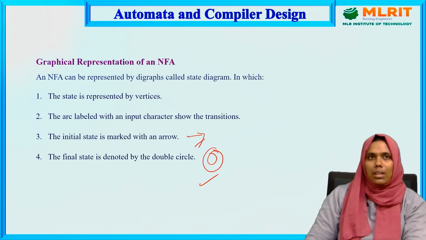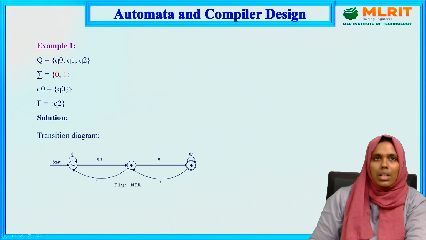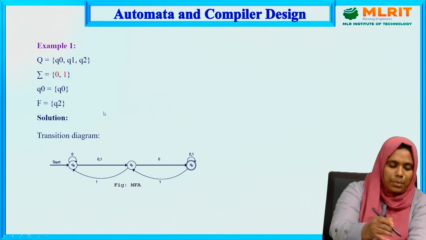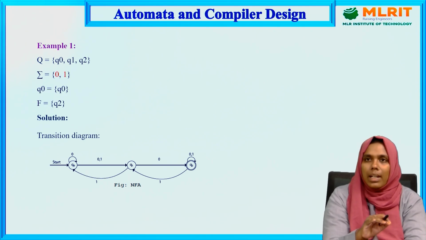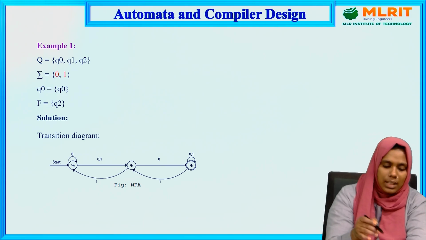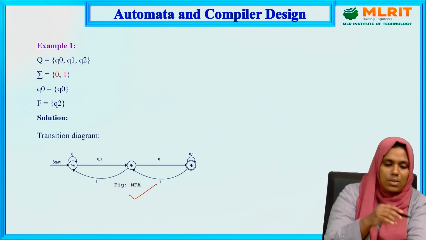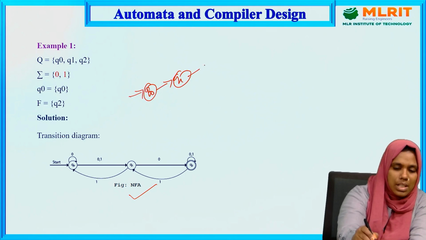Let's see some examples. Here the example is given with Q having 3 states, input symbols 0, 1, Q0 as the initial state, and F as the final state. Whenever we draw the NFA, we take 3 states with the input 0, 1. As I already told you in the previous discussion, an NFA doesn't have any restrictions. That means the diagram which is given is correct, and the diagram which I draw is also correct. How is it correct?